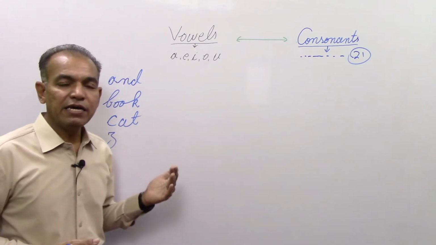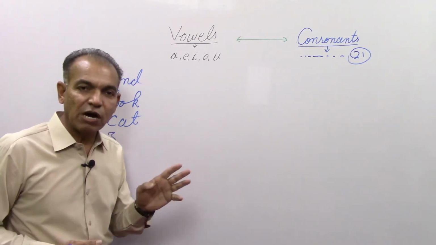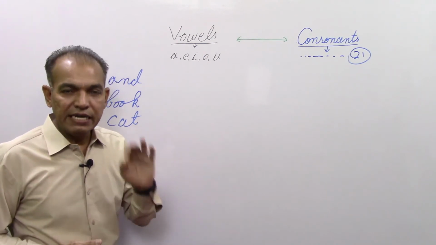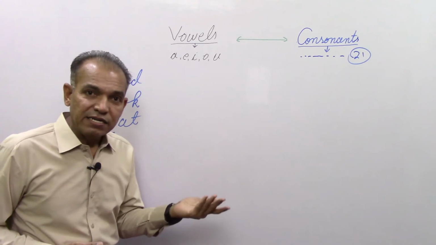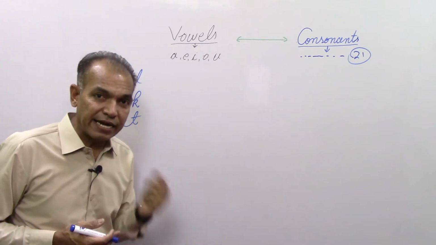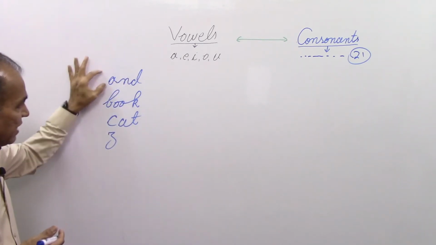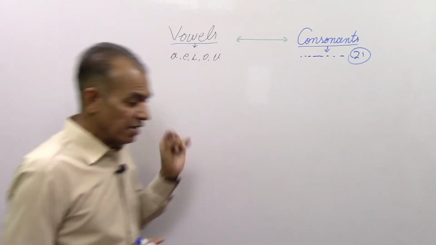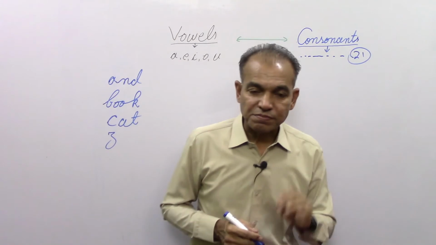C, A, T. There are 3 sounds. C, A, T. Then cat. The collective sound is cat. Now these collective sounds are called words. The second thing. Now come to the main point.